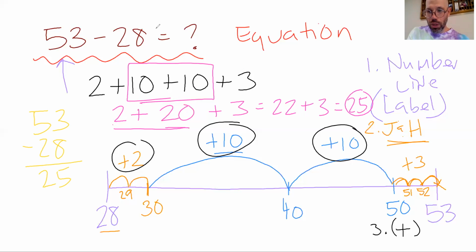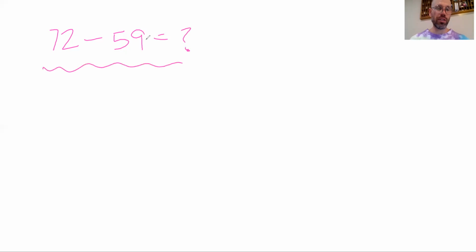So let's try another one, right? As always, let's play around and do another one real quick and see how this works. Again, thinking of our steps. I'm going to take 72 and I'm going to subtract 59. Okay, so again, here's our equation. We don't know what the answer is yet, but we got this. We're going to work on it through our steps.